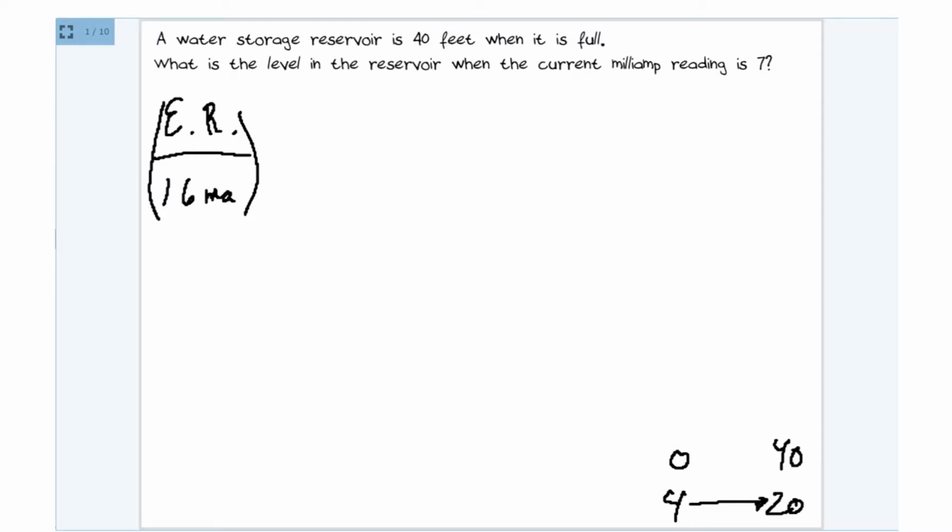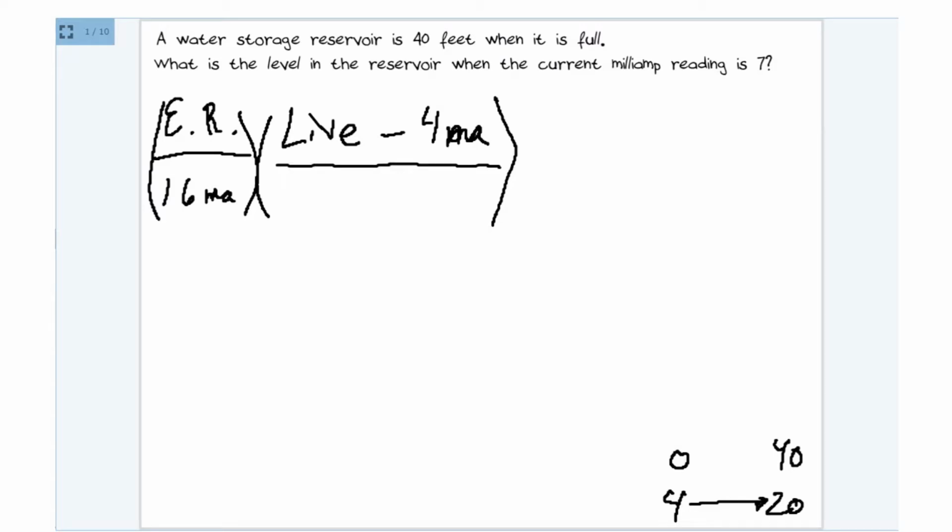Okay, and the rest of the formula is multiplied by your live signal, which I'm just going to call live, minus 4, which is your offset. And let's keep our units of measure, milliamps, all over 1.